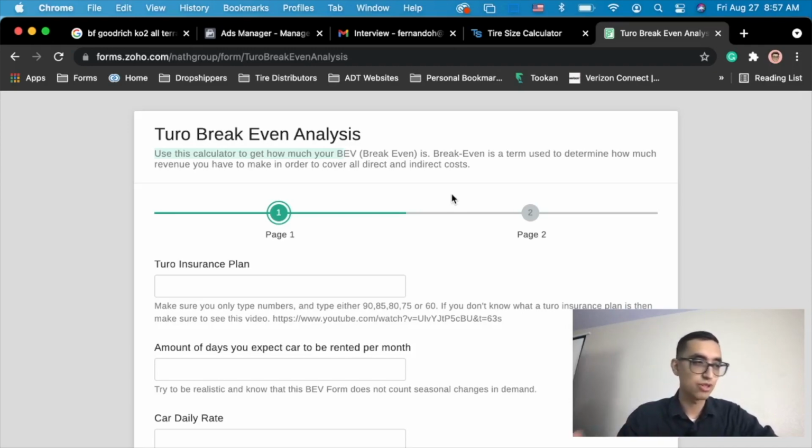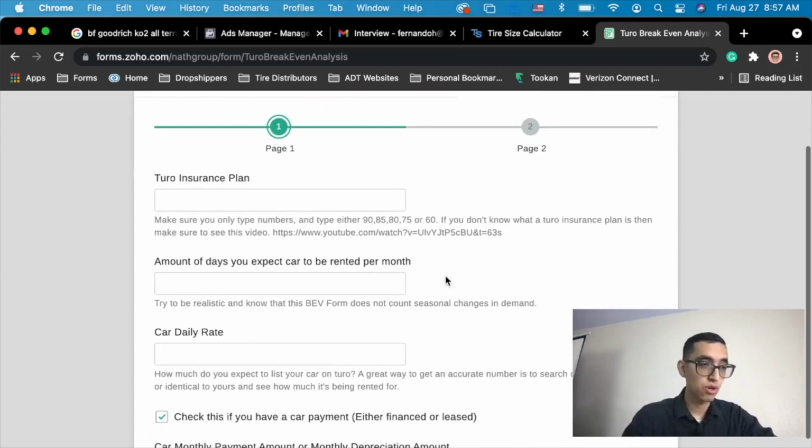Break-even is a term used to determine how much revenue you have to make in order to cover the direct expenses, direct and indirect costs. So if you don't want to get into all the technical stuff, simply go ahead and fill in these forms, right? These sections.